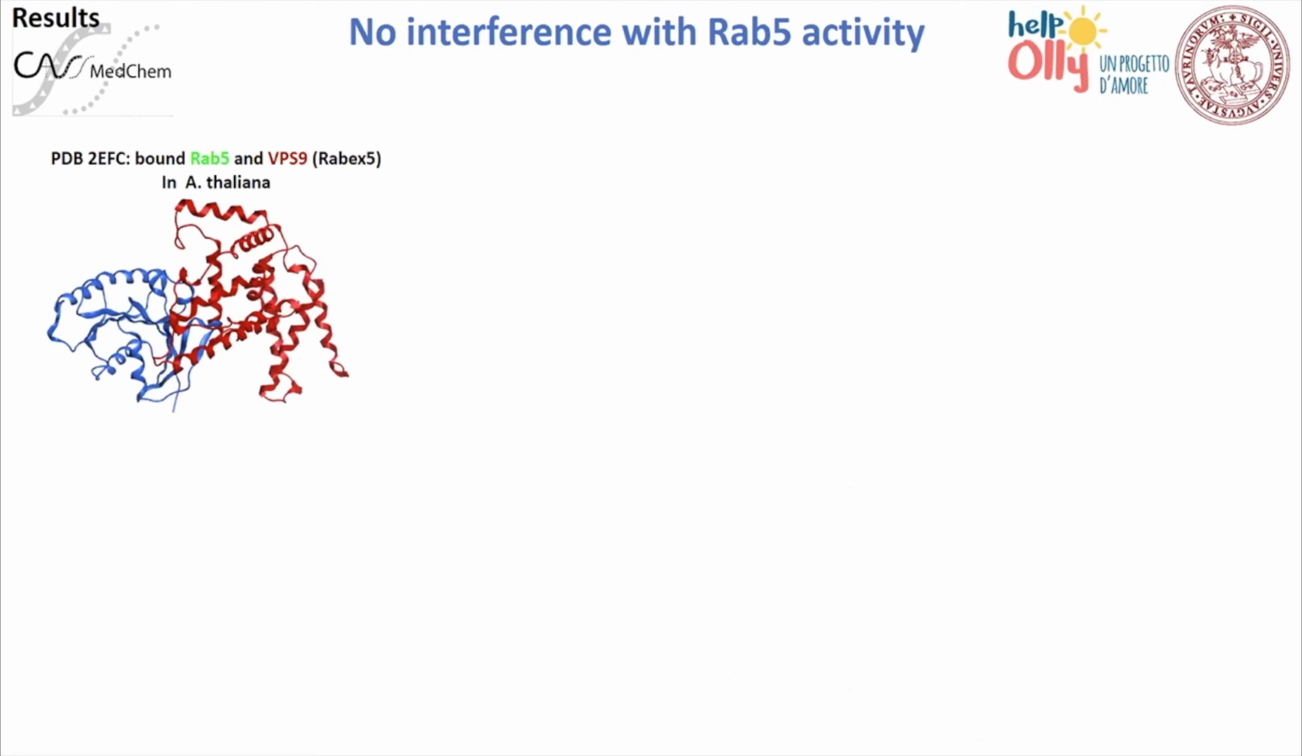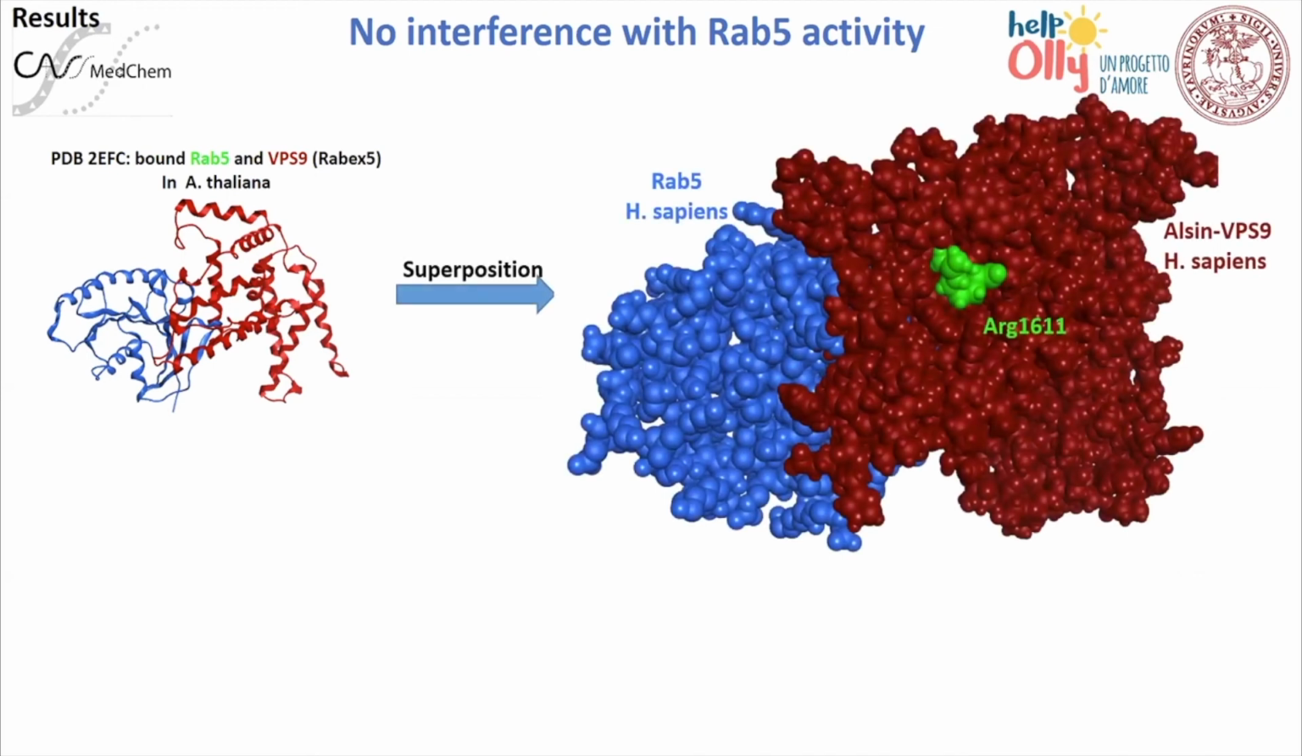Another aspect that we had to take into account is the interference of our drug strategy and, anyway, the mutated residue with the Rab5 activity of the protein. And to do that, we had to model the interaction of the VPS9 domain with Rab5. In the PDB, there is a structure in Arabidopsis thaliana of Rab5 in complex with the VPS9 of RabX5. There is high homology with the human proteins. So by superposing, we obtained a series of interaction models.